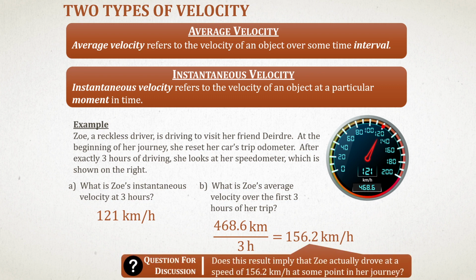All right. Now, this brings up a neat question. Does this result imply that Zoe actually drove at a speed of 156.2 kilometers per hour at some point in her journey? And it actually does. She cannot have an average velocity of 156.2 kilometers per hour if she didn't actually drive at that speed at some point in her journey. And I'll let you think a little bit more about why that is.